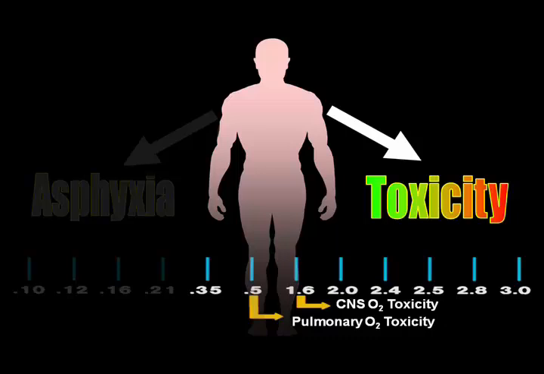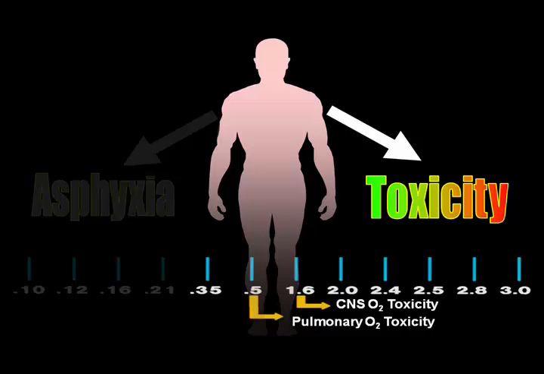Central nervous system oxygen toxicity, on the other hand, only becomes a risk around 1.6 atmospheres, and to be conservative, some manuals will use 1.4. But in practice, mostly we find that oxygen toxicity seizures are unlikely to occur under 1.6 atmospheres. So that means basically you could breathe 100% oxygen at 6 meters underwater without running too much of a risk of central nervous system oxygen toxicity or oxygen toxicity seizures.